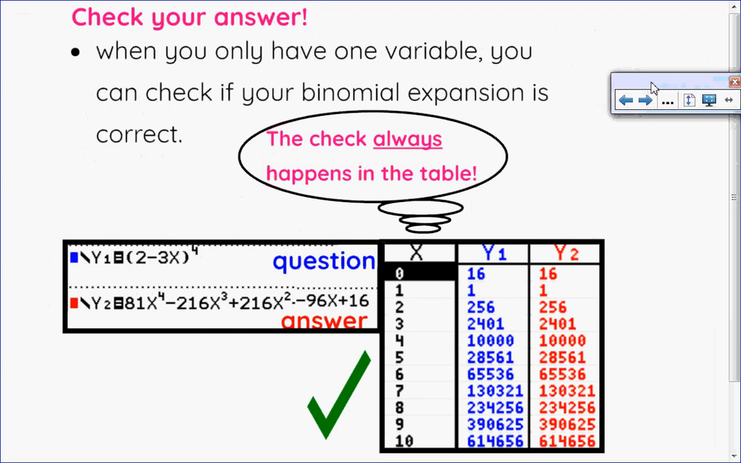You can always check your answer, and I do recommend it, especially when you only have one variable. So here was my original question. Here is my expansion. And remember, check always happens in the table. So I go into my table and I see y1 equals y2. So that tells me I expanded it correctly.